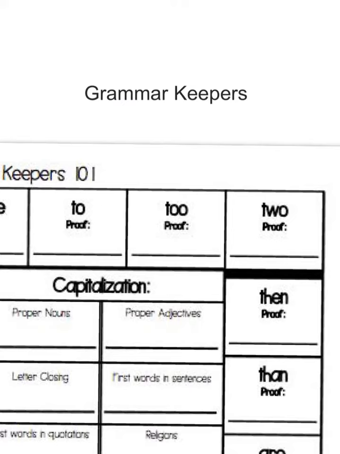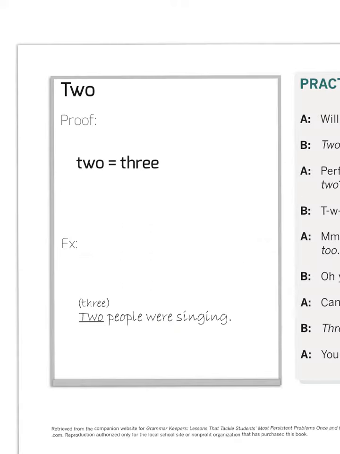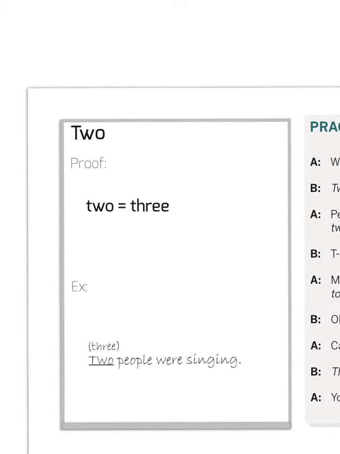Today we're going to look at another form of the word to. So we know that we have three different versions of this word. We have T-O, T-O-O, and T-W-O. And today we're going to look at the word T-W-O, and it's in the upper right-hand corner of your Grammar Keepers chart. Okay, so let's look at this word. This one is really, in all honesty, we won't spend a lot of time on this one because it's probably the easiest out of all three.